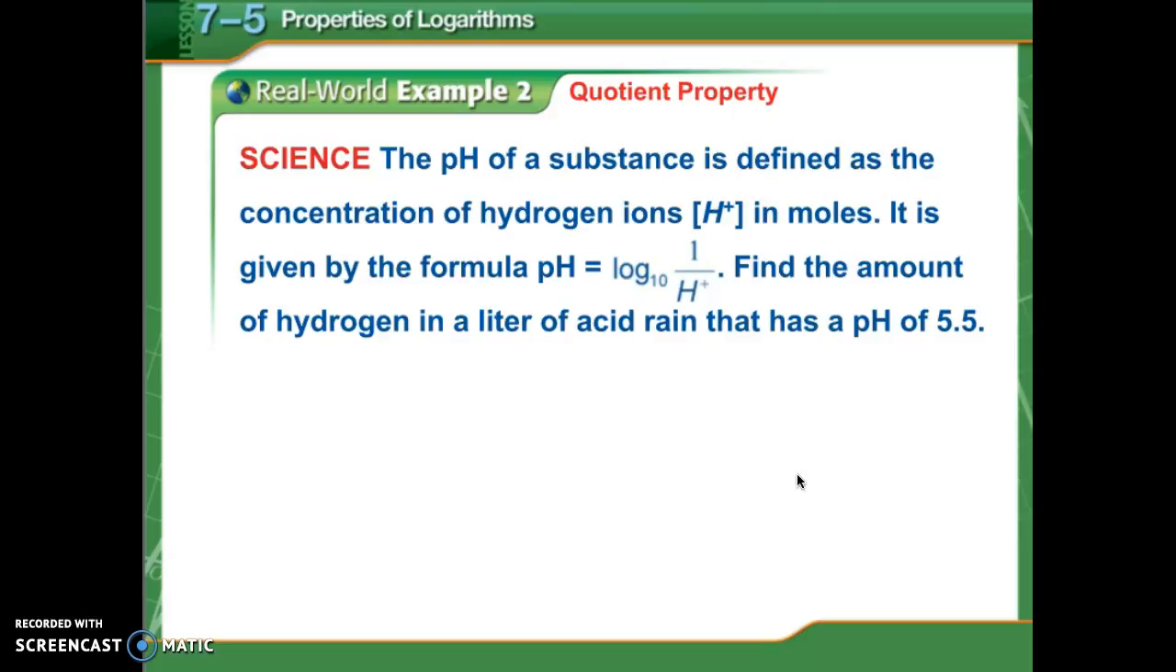It says the pH of a substance is defined as the concentration of hydrogen ions, H+, in moles. And moles is a measurement form for substances in science. It is given by the formula pH equals log base 10 of 1 over H+. Find the amount of hydrogen in a liter of acid rain that has a pH of 5.5.